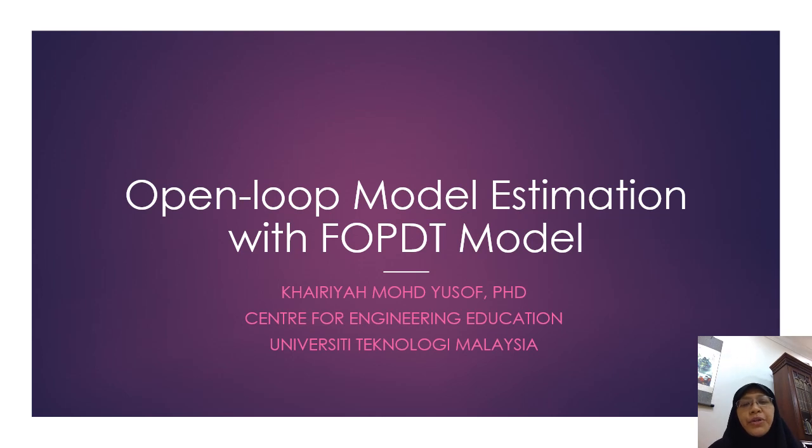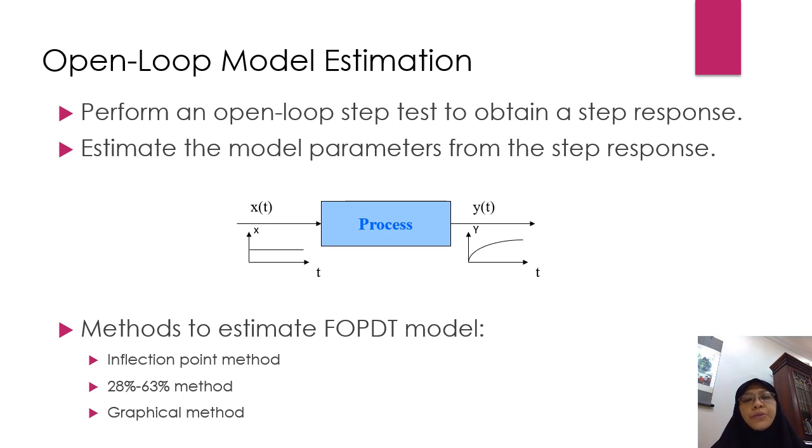In this video, we are going to look at how to estimate a step response with a first order plus dead time model. To estimate an open loop step response model, identify the input variable that we want to make the step change in. Next, once we have made the step change, record the output response. Once we have the output response, we can estimate the model using several ways.